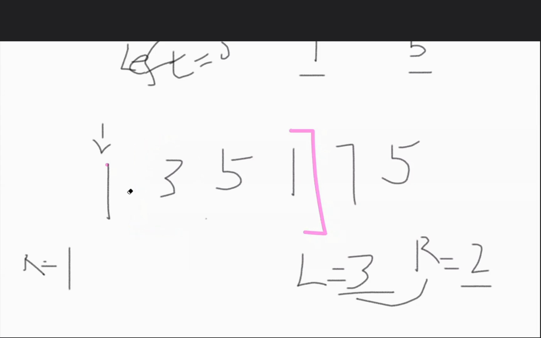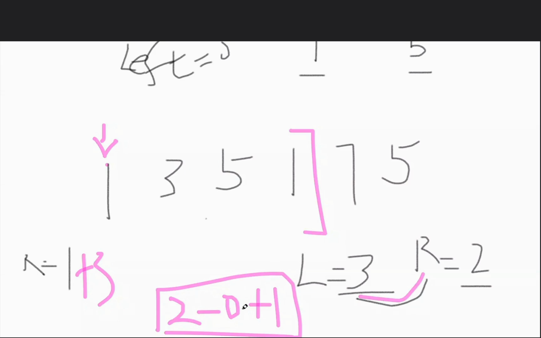Now if we add this one, it's still valid, because 1 is between 1 and 5. So here we find 3 subarrays, and we need to add 3 to the result. Actually we have a formula, as I told you before: we need to pick which one is smaller. It's 2, and the left pointer is 0, plus 1. Now we compute this and get 3, right?